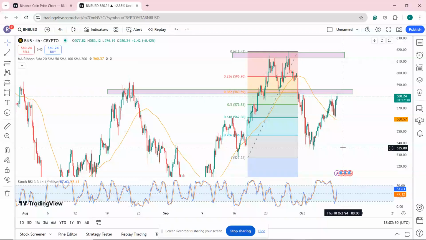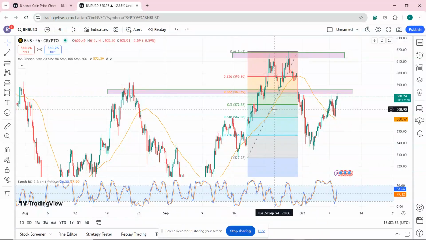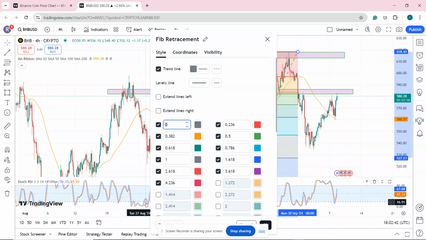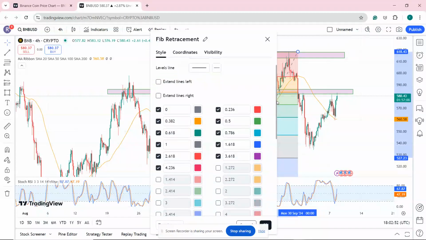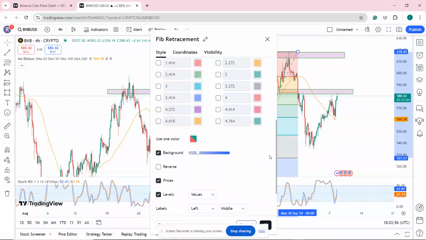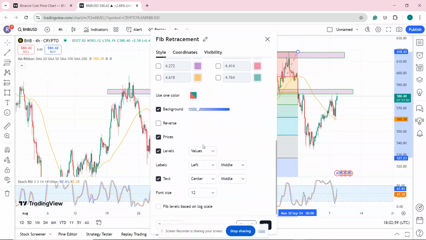So let me do some adjustments around there. Let's do some settings which you can also do. Okay, let me see something. I want to change this to percentage. Come to levels, you change it to percentage.